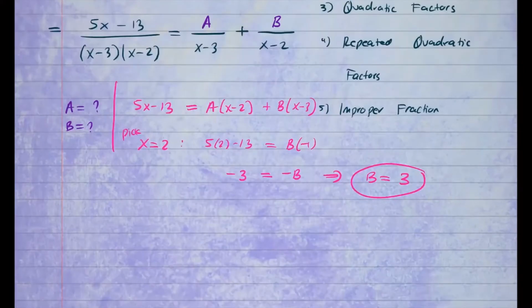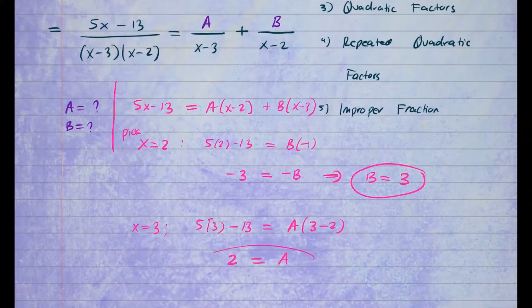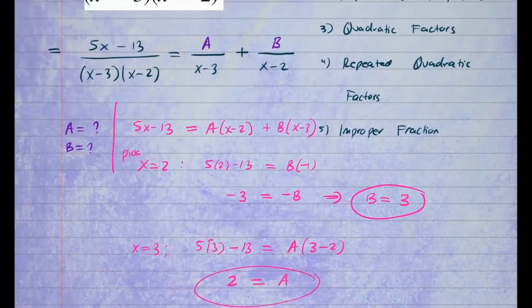Now what about A? For A, I can make the other term go to 0, so I'll pick x to be 3. That gives me 5 times 3 minus 13 equals A times 3 minus 2, and the second part will go to 0. So 15 minus 13, that's 2, is equal to A, because 3 minus 2 is 1. So there you have your constants: A is 2 and B is 3. These are the partial fractions for this problem.